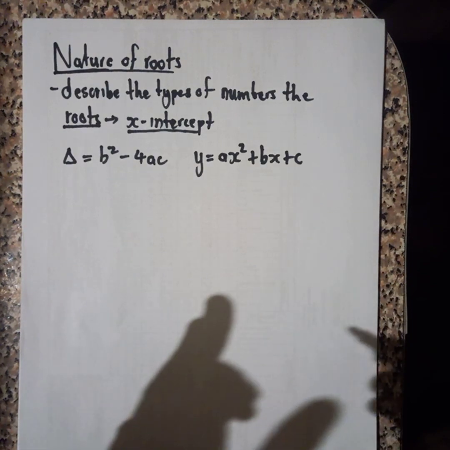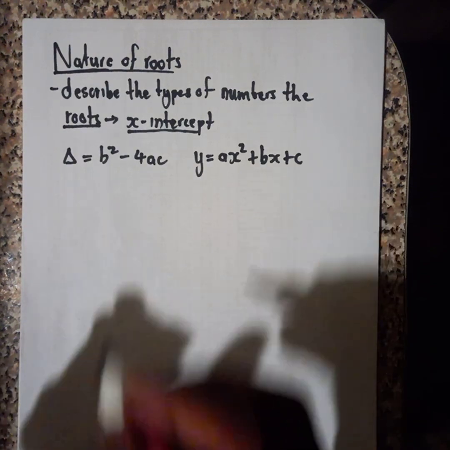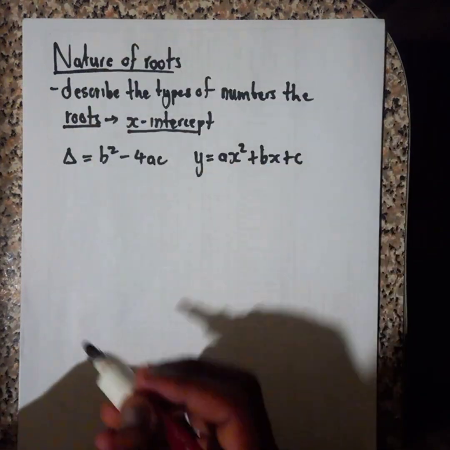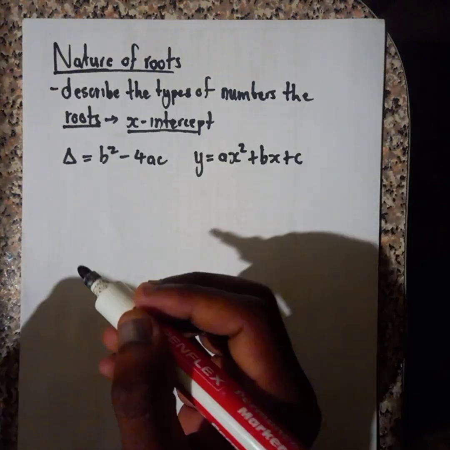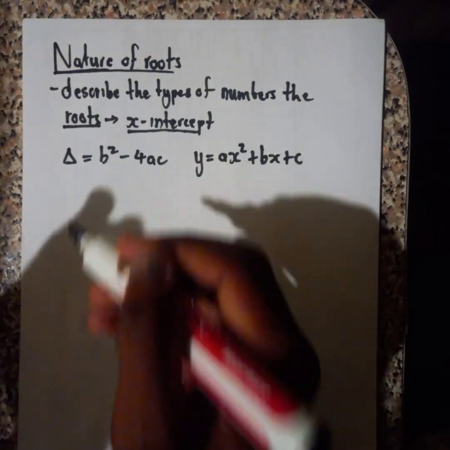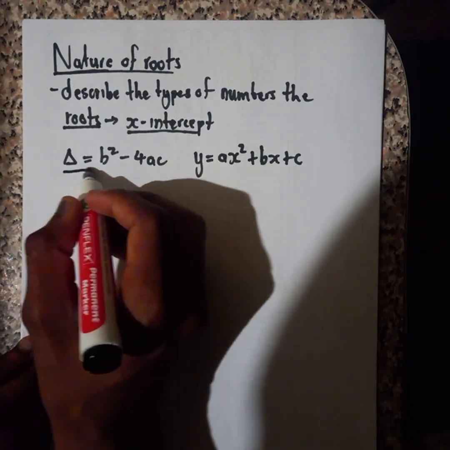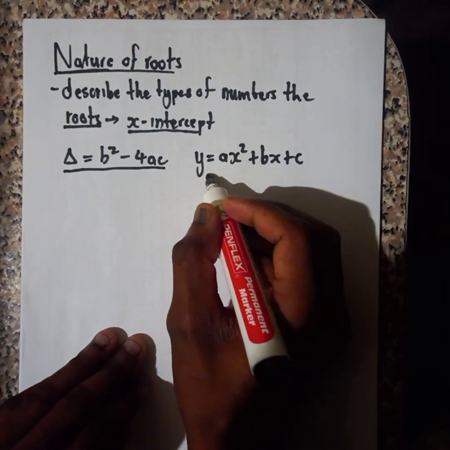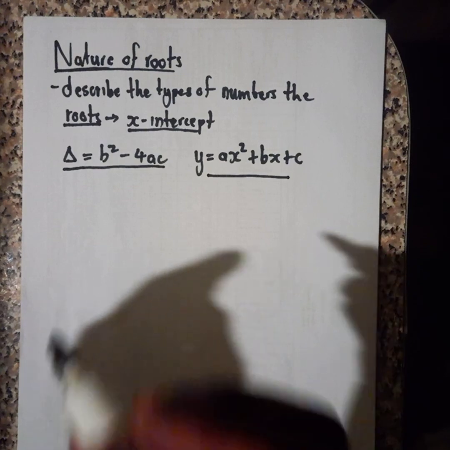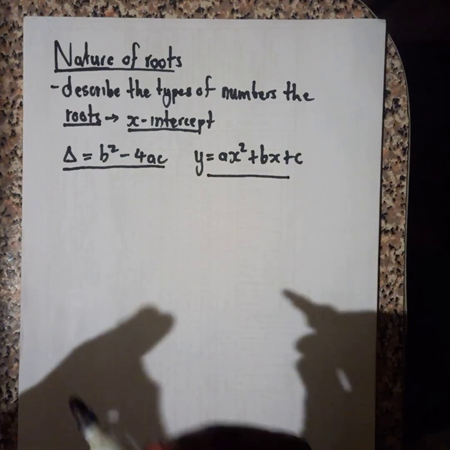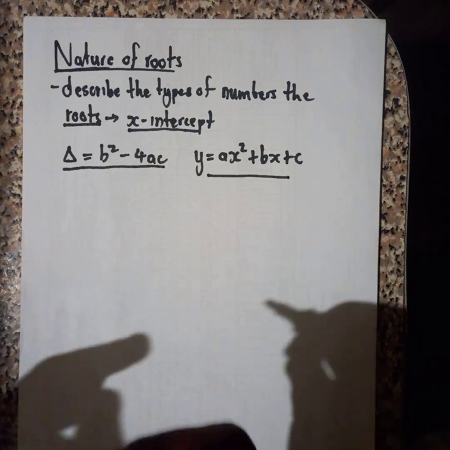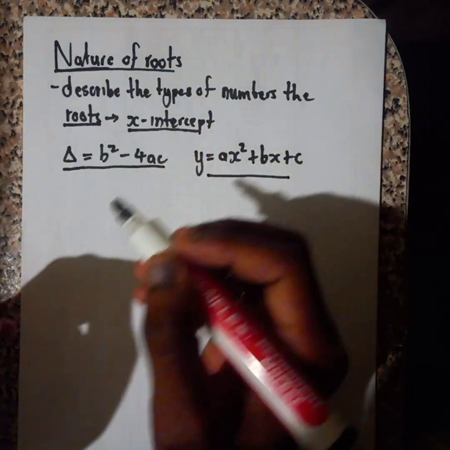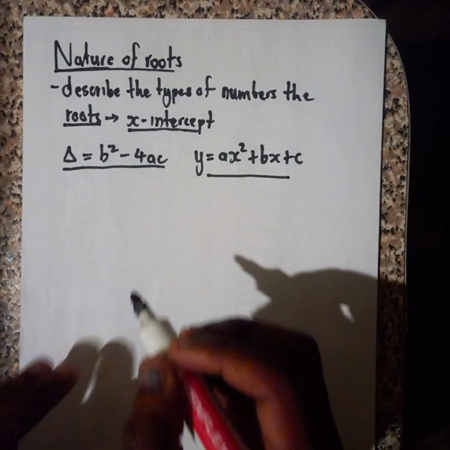Now, listen. There are certain conditions that the learner must know in order to determine the nature of roots. Those conditions are as follows. Don't forget that this formula is for your discriminant, and just next to it we have the quadratic formula. For us to move forward, a learner must know the conditions to determine the nature of roots.